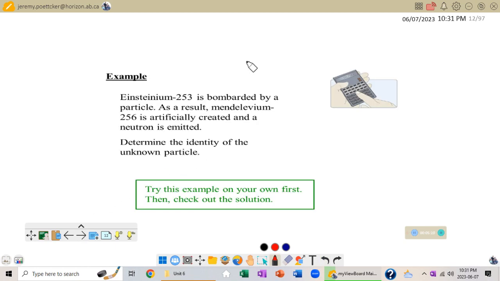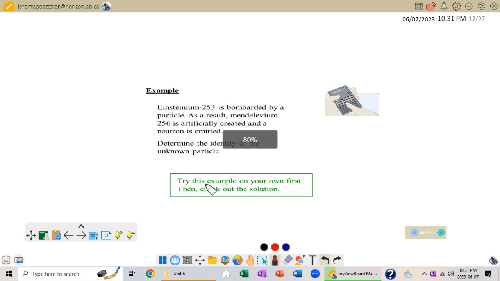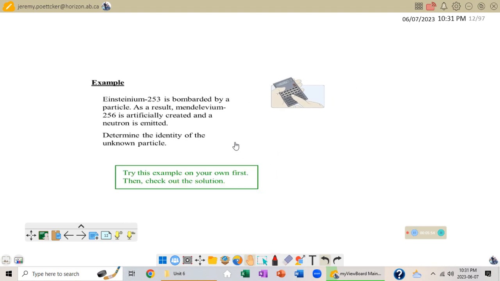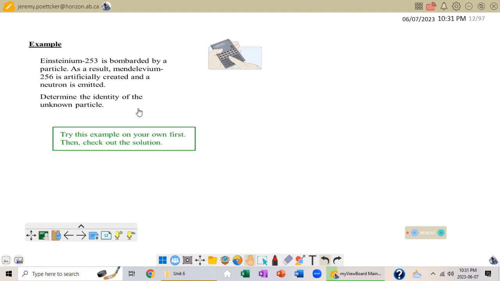So let's look at an example. Einsteinium-253 is bombarded by a particle. As a result, Mendelevium-256 is artificially created and a neutron is emitted. Determine the identity of the unknown particle. So here we need to find Einsteinium and we need to find Mendelevium. You're going to need your periodic table for this. Basically you want to try this on your own, so you can pause the video and give it a try.